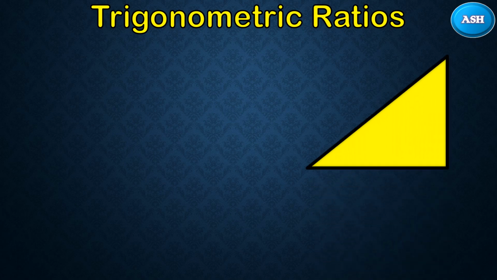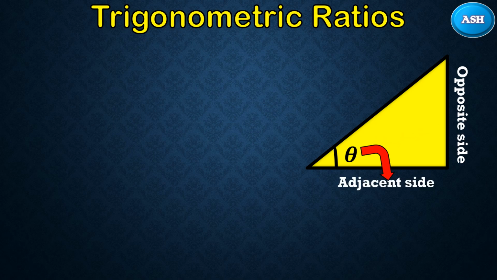Here comes our right angle triangle. Consider any one of the angles as theta. The side opposite to theta will be the opposite side. The side next to theta will be the adjacent side. The side opposite to the 90-degree angle will be the hypotenuse.